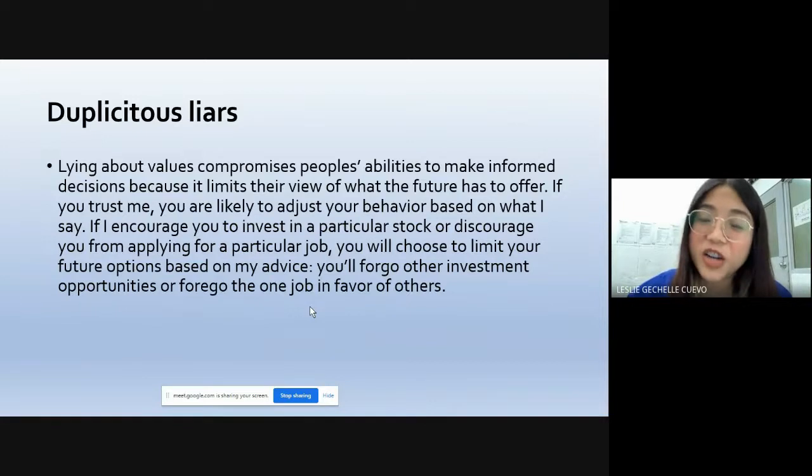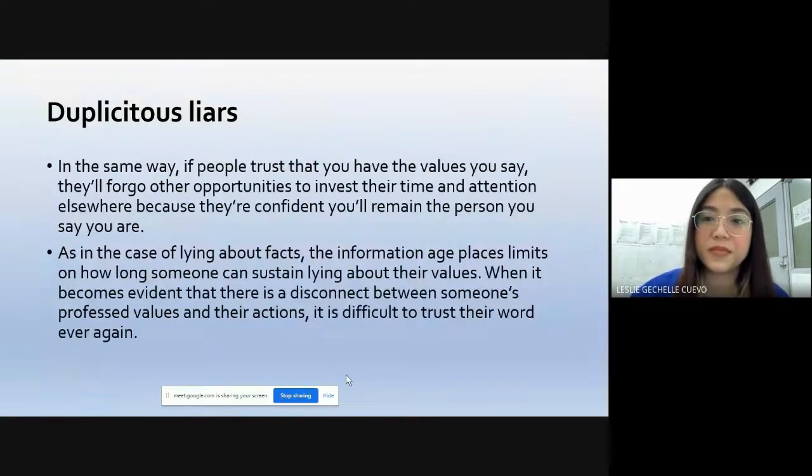Okay. If I encourage you to invest in a particular stock or discourage you from applying for a particular job, you will choose to limit your future options based on my advice. You'll forego other investment opportunities or forego the one job in favor of others. In the same way, if people trust that you have the values you say, they'll forego other opportunities to invest their time and attention elsewhere because they're confident you'll remain the person you say you are.